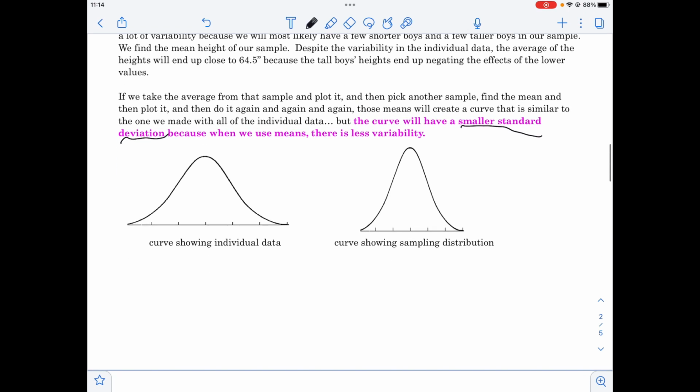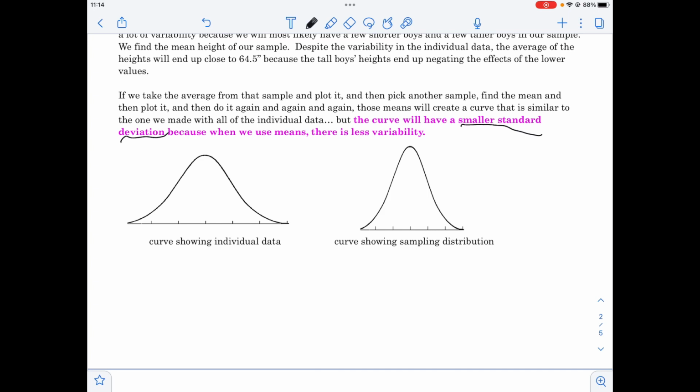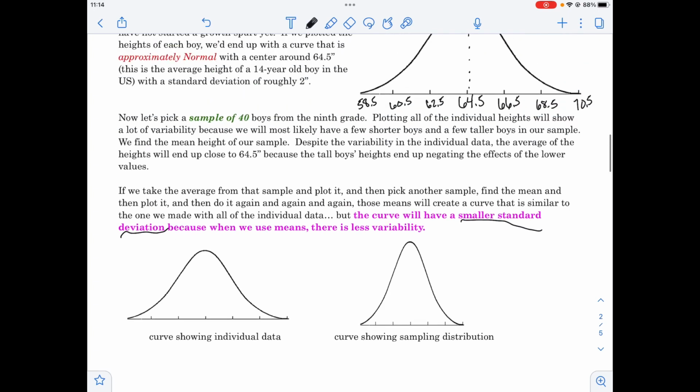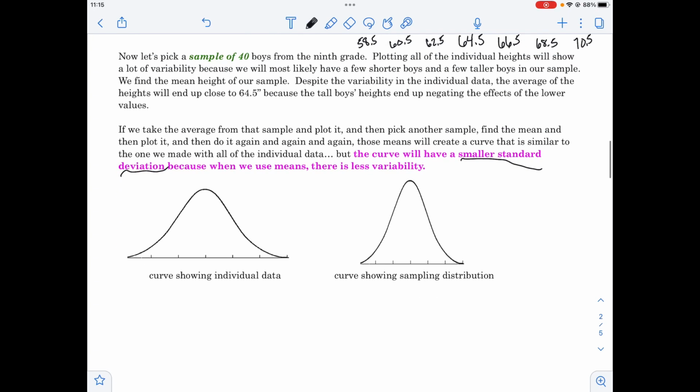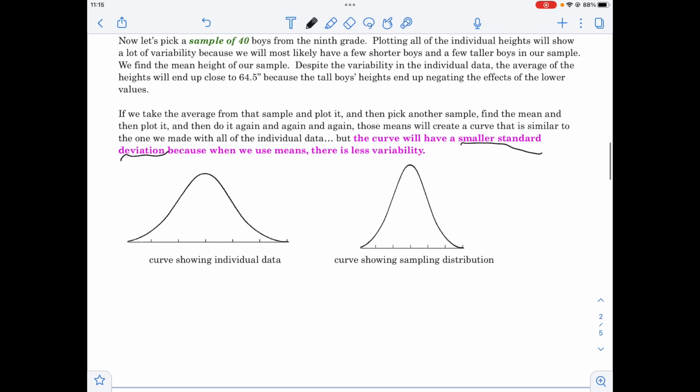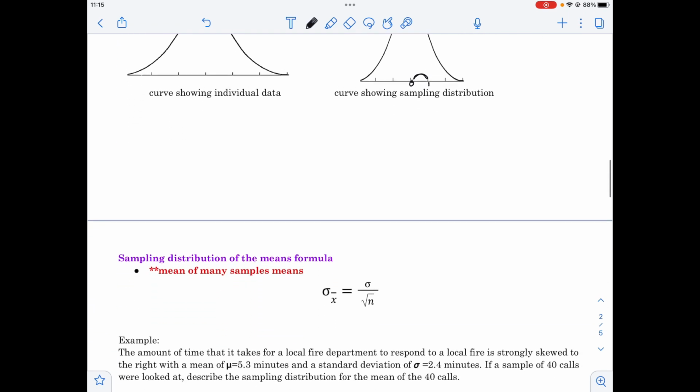So let's look. This first one is a curve showing individual data, so that's like the population. That's like what we plotted up here. And this one shows what happens, and you notice that that curve is a little tighter together and a little bit more higher of a hump because the standard deviation from 0 at our mean to 1 standard deviation is going to be less because we used a bunch of samples of 40 boys. So let's talk about how that looks.